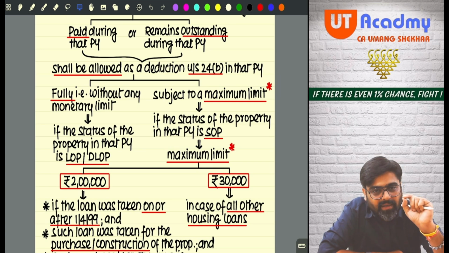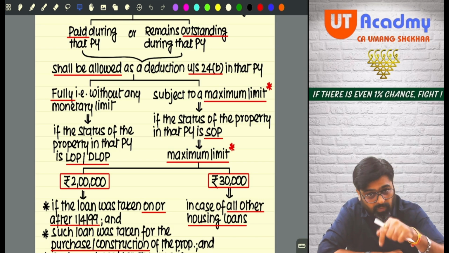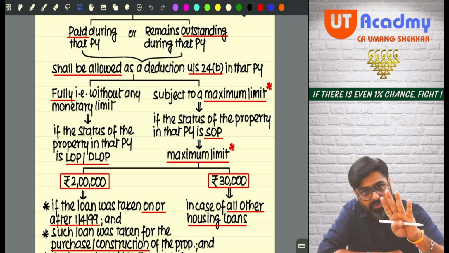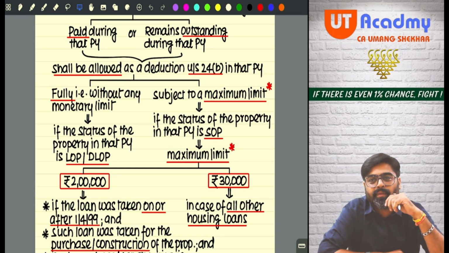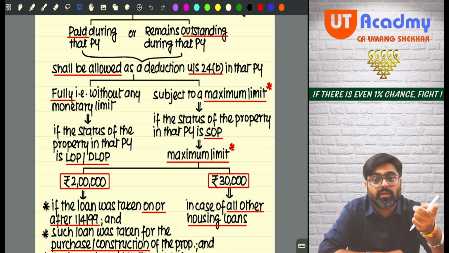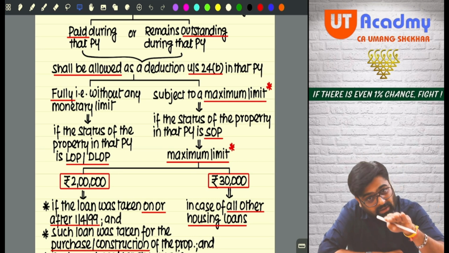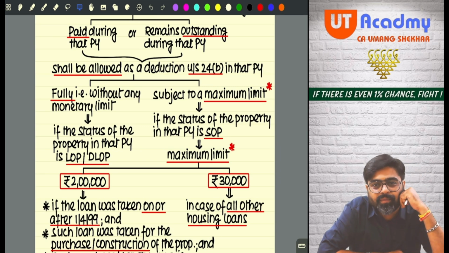Whatever interest for this year relates to SOP will be allowed in this year fully, if that interest is 30,000 or 2 lakh, as the case may be, or lower than that. But if that interest is more than the available limit, then interest to the extent of this limit will be allowed, and the excess interest will be ignored, will be disallowed.